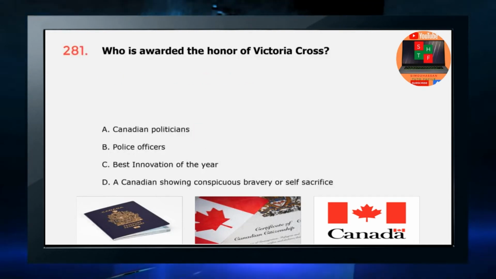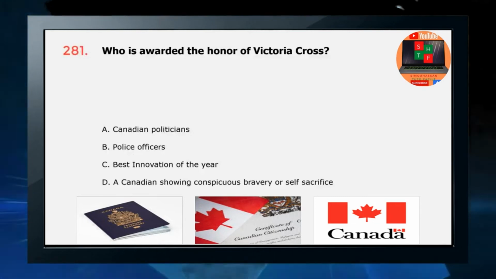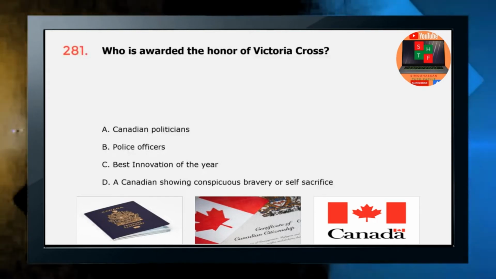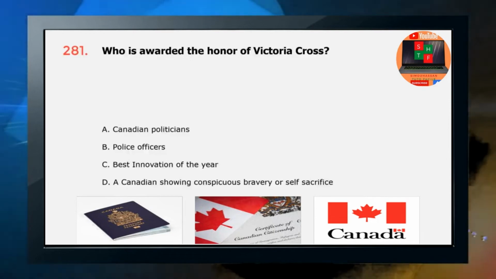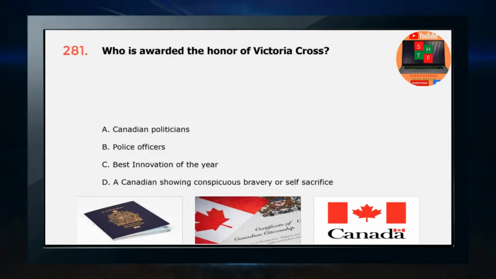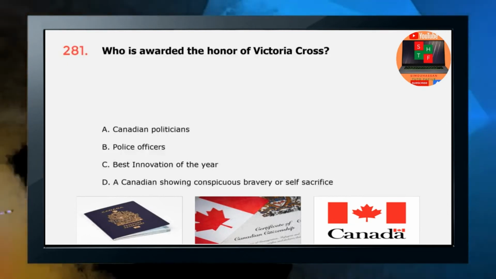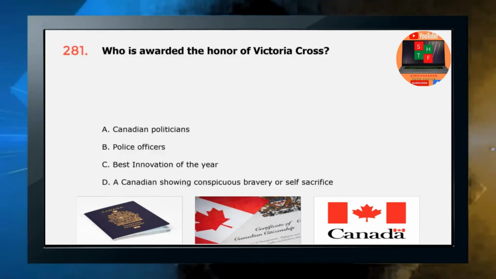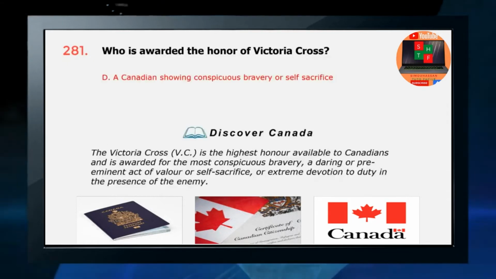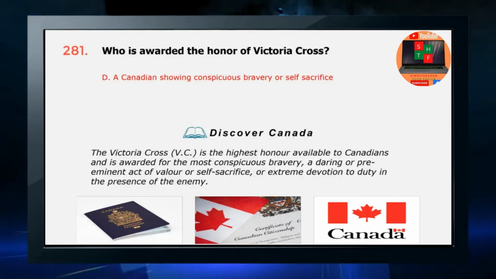Question 281. Who is awarded the honor of Victoria Cross? A. Canadian politicians. B. Police officers. C. Best Innovation of the Year. D. A Canadian showing conspicuous bravery or self-sacrifice. The answer is D. A Canadian showing conspicuous bravery or self-sacrifice.